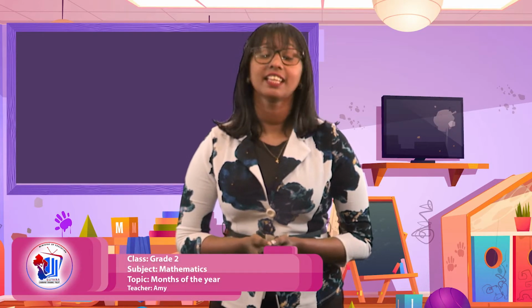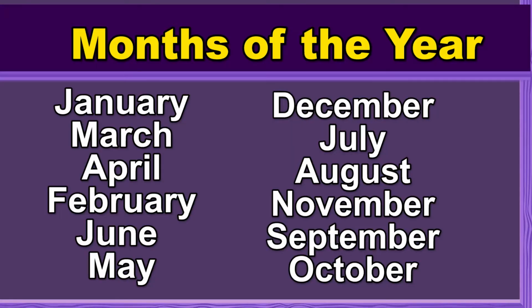Now, here is something that I want you to do for me. Take a look. I have the months of the year here. However, they are not in the correct order. So I want you to take your pencil and write the months of the year in the correct order. Now take a look on your screen. You have January and then you have March. But is that correct? Oh no, it is not correct. After January, we have February. Good job, boys and girls.